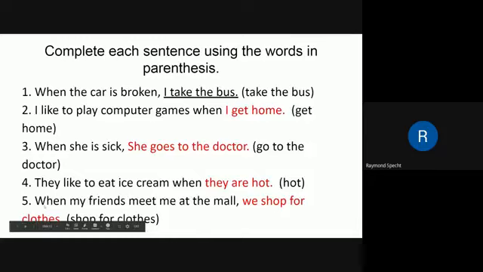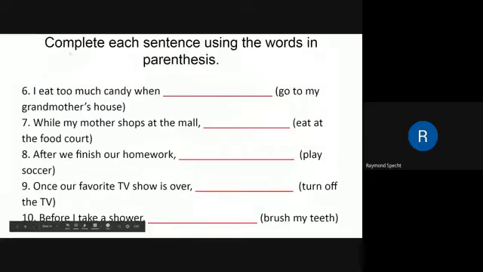Okay. When my friends meet me at the mall, we shop for clothes. Hopefully everybody was able to do this without any problems. Let's take a look at our next page here. Again, we're going to do the same thing: complete each sentence using the words in parentheses. So here's your information. Finish your sentence. You have 5 minutes, then we'll go over answers.